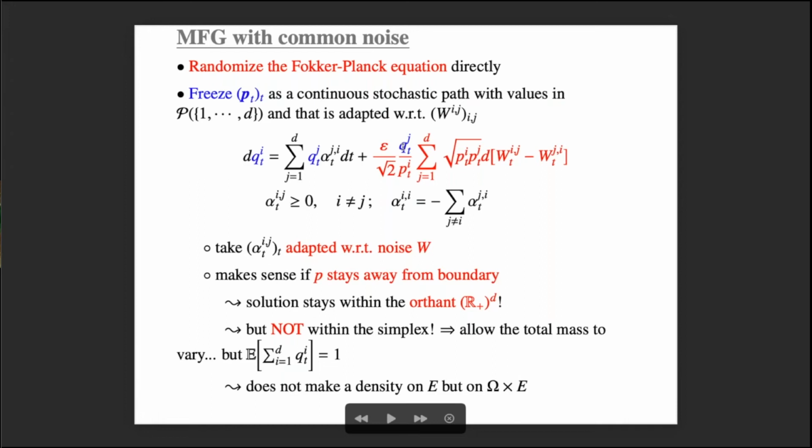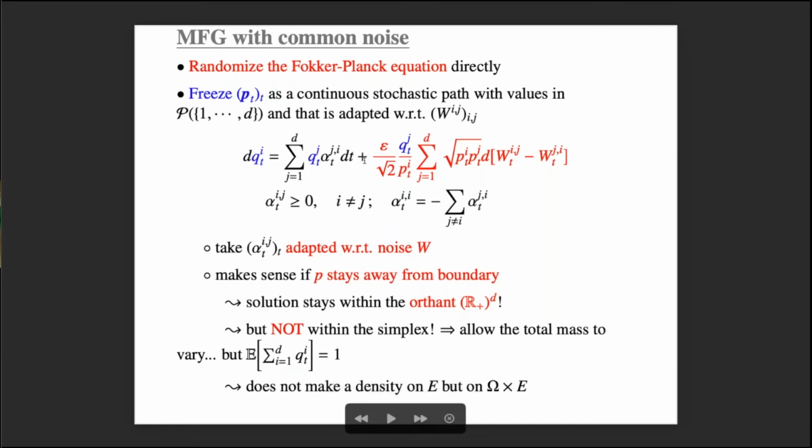P, I'm sorry, I don't see that here. This is Q_i. If you take Q_i equal to P_i in this equation, so if you force Q_i equal to P_i, then the solution to the equation, this is a stochastic differential equation, remains with values in the simplex. So P is regarded in this equation as the state of the population. Q is regarded as the Fokker-Planck equation for the tagged particle. Now, when you identify the law of the tagged particle and the state of the population, you get Q equal to P. And this equation, when Q is equal to P, basically stays with values in the simplex.